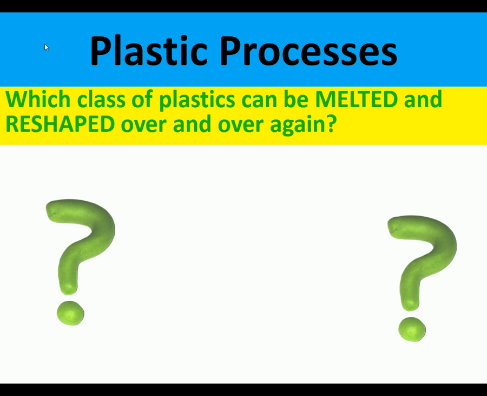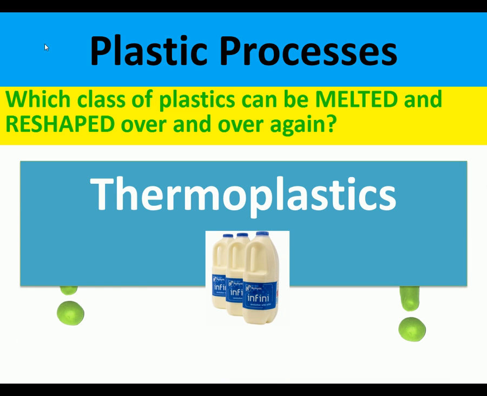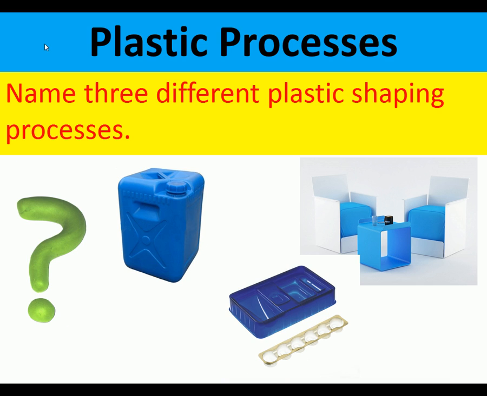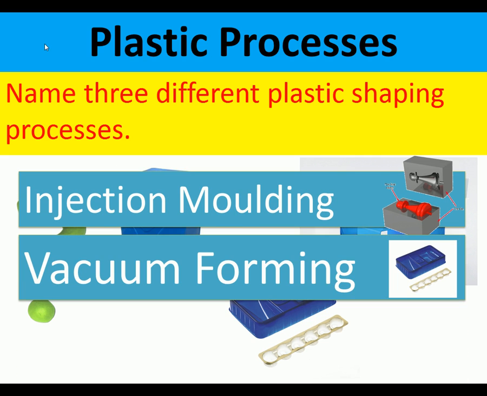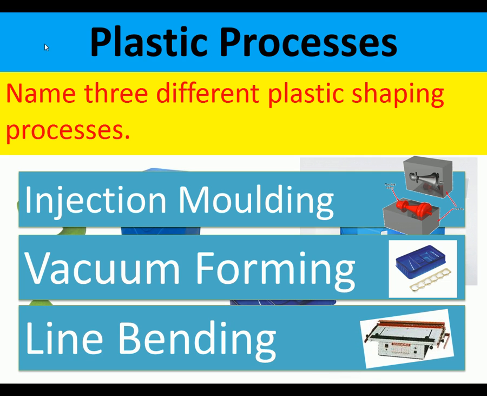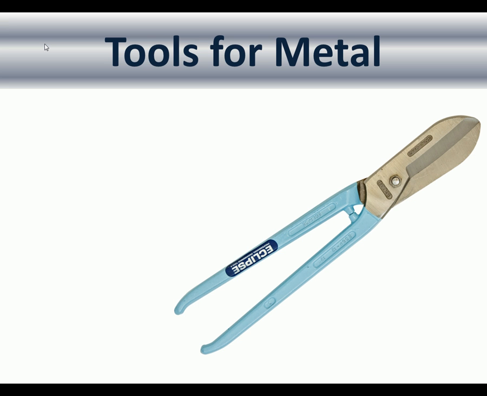Plastic processes. Which class of plastics can be melted and shaped over and over again? They are thermoplastics. Plastic processes. Name 3 different plastic shaping processes for thermoplastics. They are injection molding, vacuum forming, and line bending.